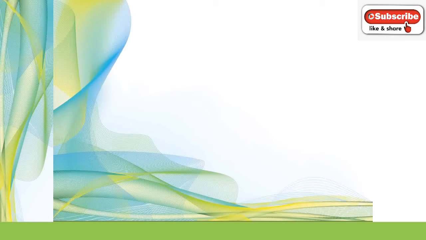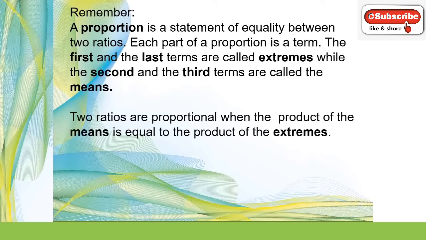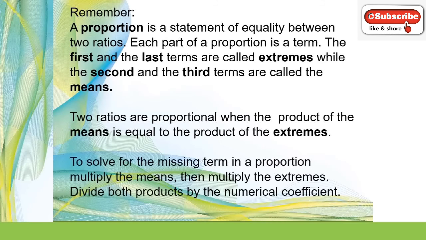For our lesson today, these are the things that you have to remember. A proportion is a statement of equality between two ratios. Each part of a proportion is a term. The first and the last terms are called the extremes, while the second and the third terms are called the means. Two ratios are proportional when the product of the means is equal to the product of the extremes. To solve for the missing term in a proportion, multiply the means, then multiply the extremes. Then divide both products by the numerical coefficient.